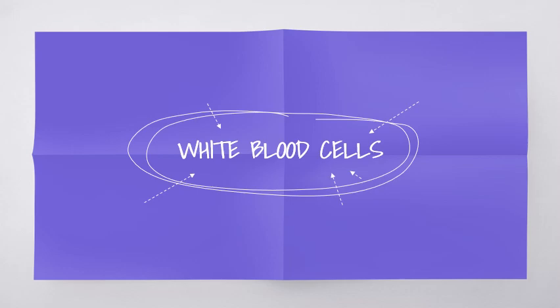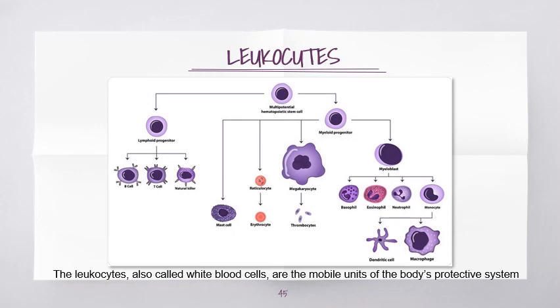So next we go to the next cell line, white blood cell. The white blood cells or leukocytes are actually the mobile units of the body's protective system. There are 6 types of white blood cells normally present in the blood, and I will be discussing a little bit of them in the succeeding slides.